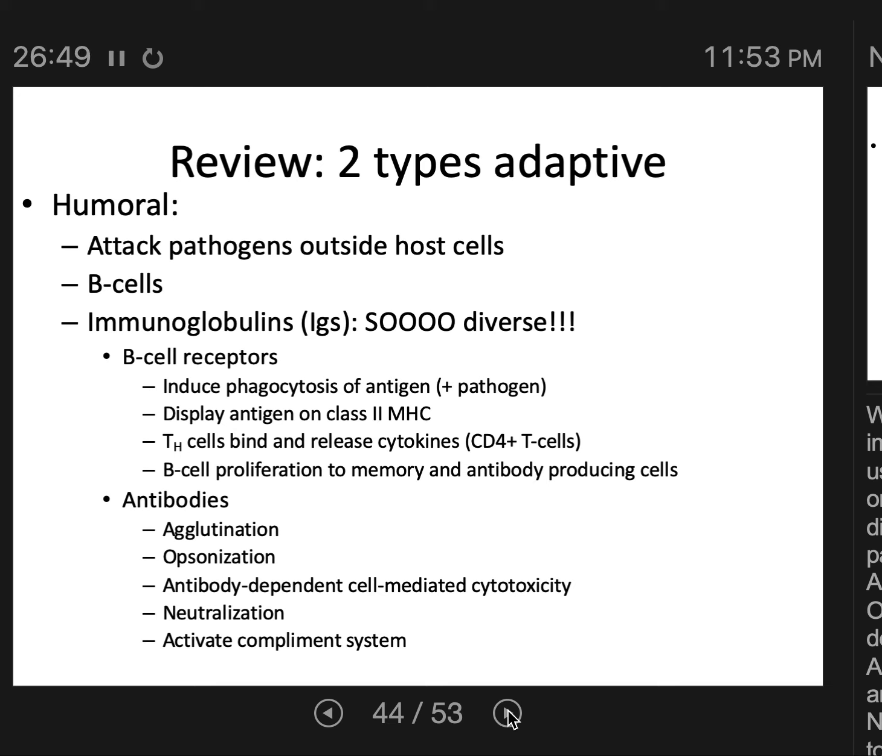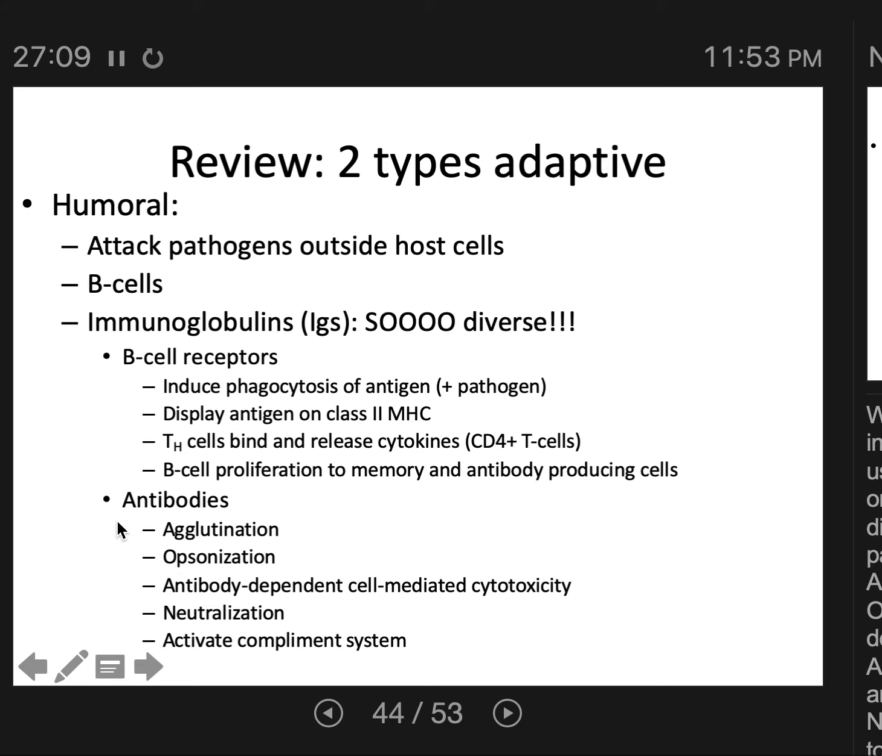Some of the daughter cells will be memory cells that live in your body for years, and some of them are going to be antibody-producing cells, which are their antibody factories. When an immunoglobulin is released into the bloodstream or into the body fluids, it's called an antibody. But it's the same thing as a B cell receptor, it's just let loose.